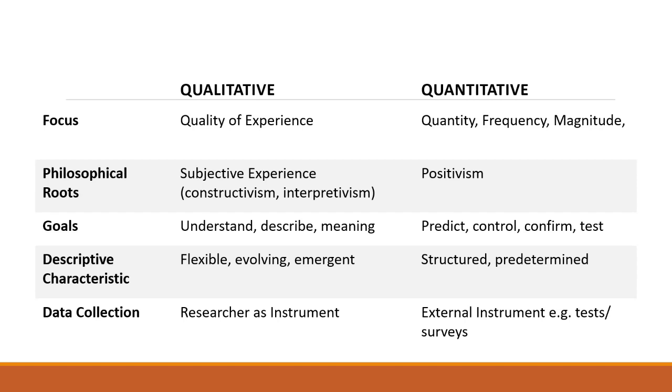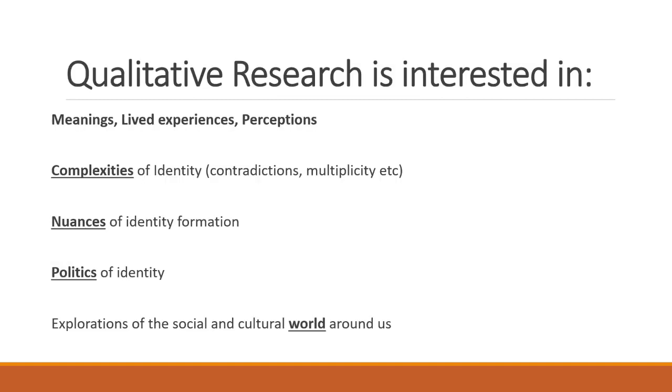And then data collection, you as the researcher are an instrument. So you speak to your participants, you observe, you are the instrument for conducting the research. Whereas with quantitative, the instrument is external. The instrument is the survey that you're going to give. The instrument is the experiment that you're going to conduct. The test that you're going to give is the method that you would use to collect your data.